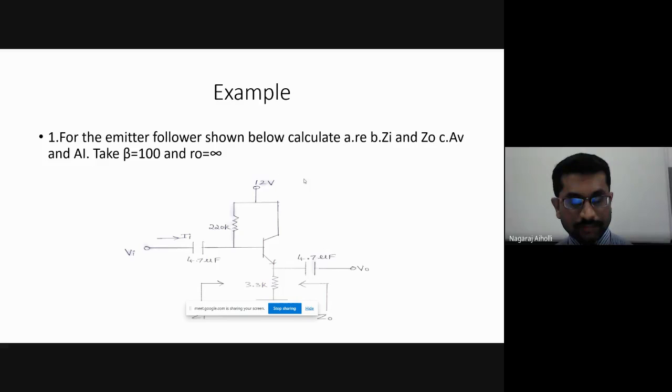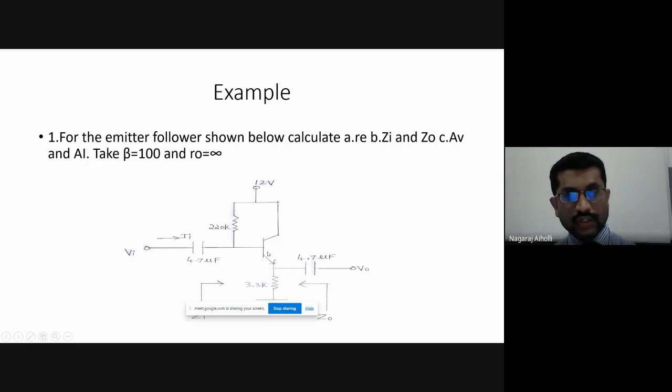Note down the circuit here. The input coupling capacitor is 4.7 microfarad, input current Ii, input voltage Vi, then RB, the base resistance, is 220 kilo ohm. There is no collector resistance in the emitter follower circuit. VCC is plus 12 volts. The resistance connected to the emitter terminal is capital RE, 3.3 kilo ohm. Then the output capacitor connected to the emitter terminal is 4.7 microfarad.